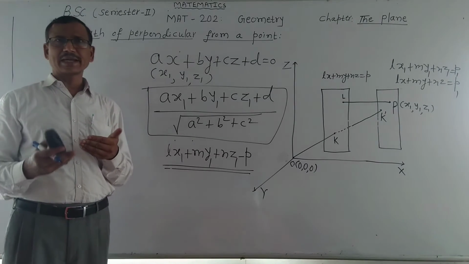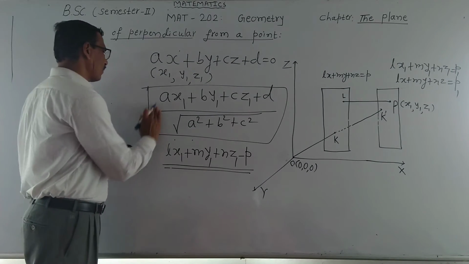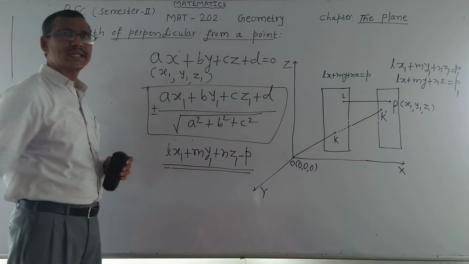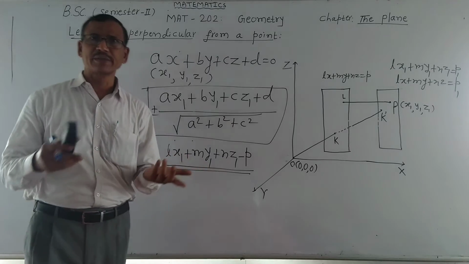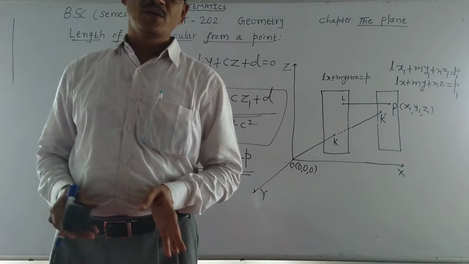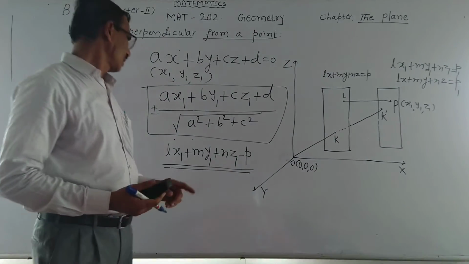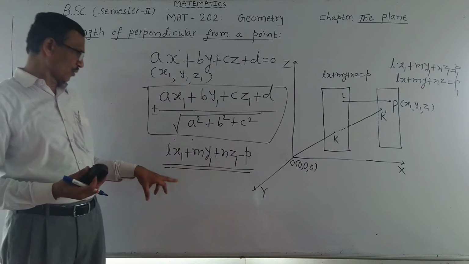As in both the cases it is a length, therefore it is always taken as positive, and that's why we can take a plus or minus sign here. If this value is negative, we shall consider the negative, and it will become positive. Okay? You have to remember these two formulae for MCQ.